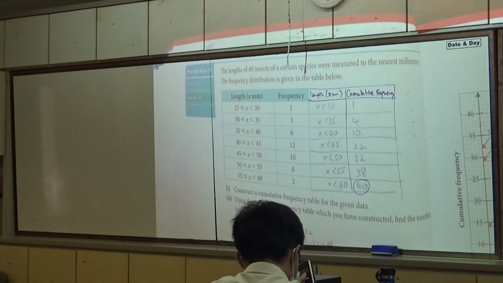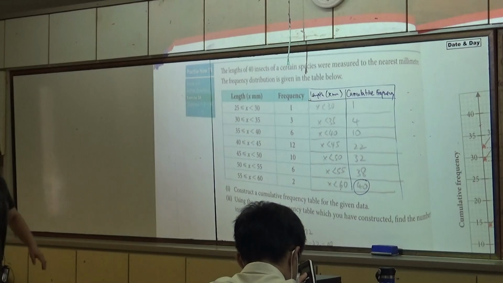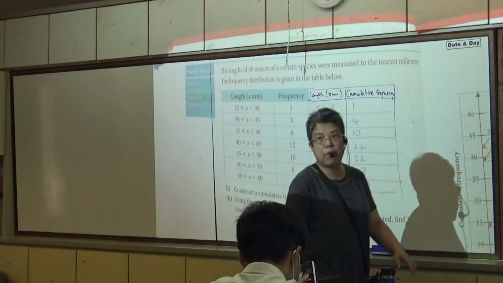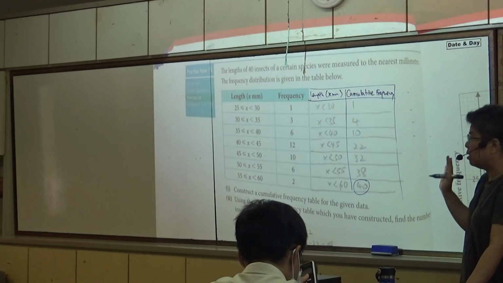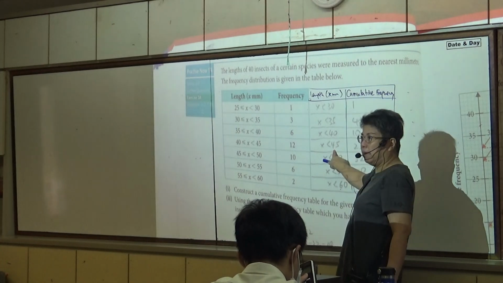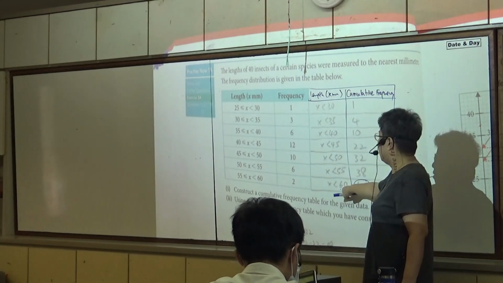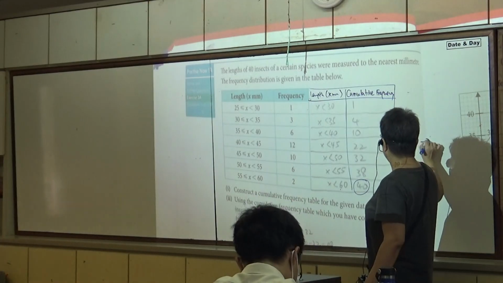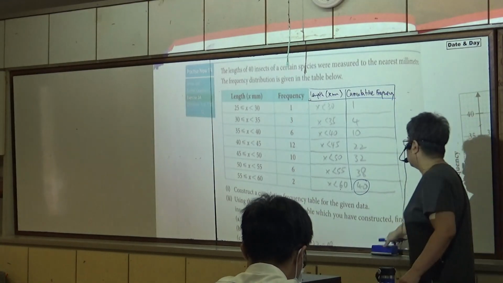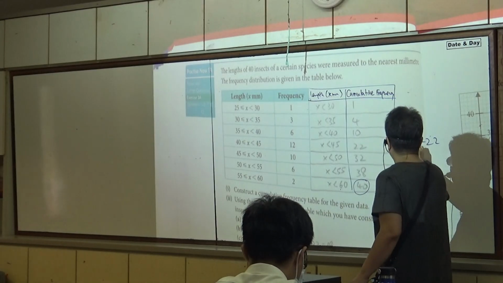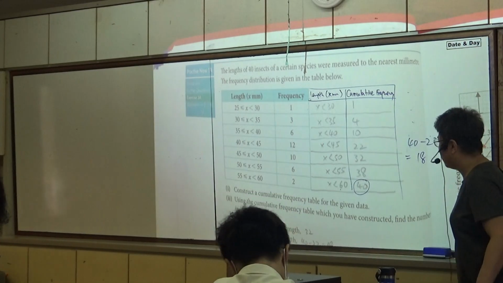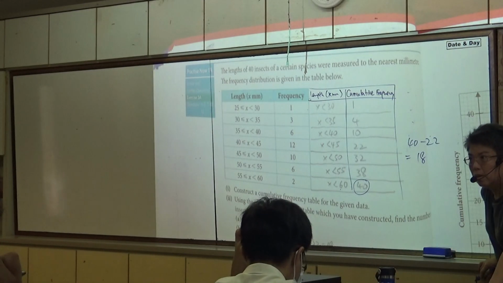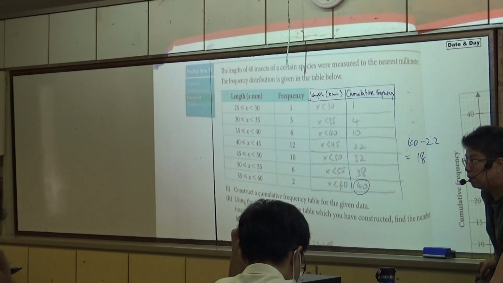Okay, next question. At least 45 mm in length. What do you mean by at least 45? 45 or more, right? Okay, this one is a bit difficult because even on the cumulative frequency curve, we also have problem with this. Now, 45 mm or less, right? That means it's over here, right? Okay, so it must be 40 minus 22, which is what? 18. Everybody clear? Is it 18?